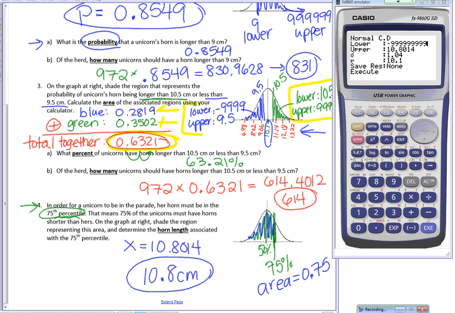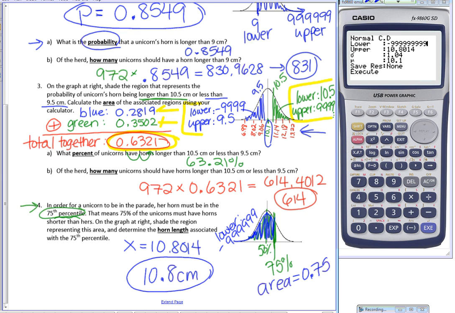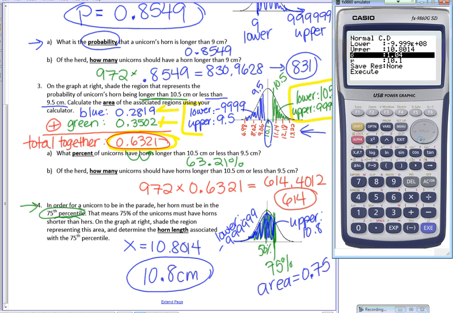Okay, so just to emphasize what this means: if I started and was working forward and wanted to find the percentile, if my lower was negative 99999 and my upper was this 10.8 centimeters, and I calculate the probability, the probability I get is 0.74999, or 0.75, or 75%, which was the percent of unicorns that were below this one.